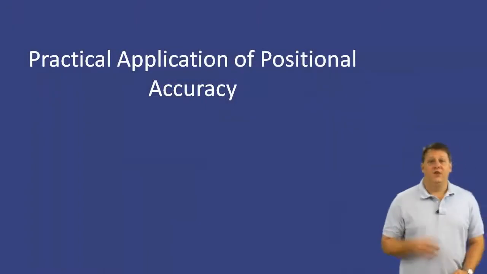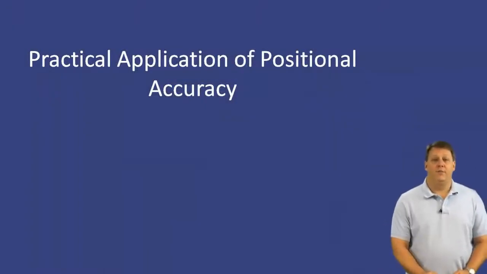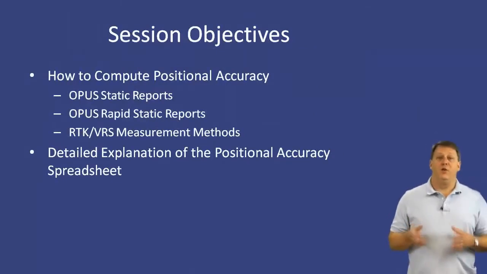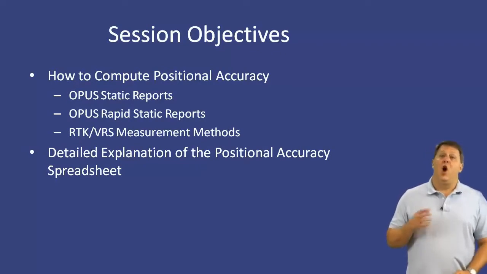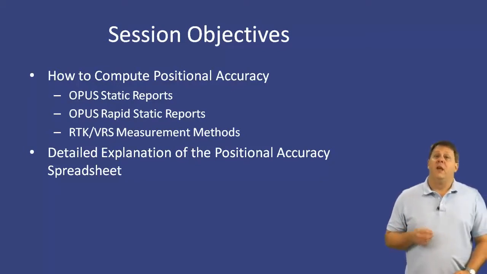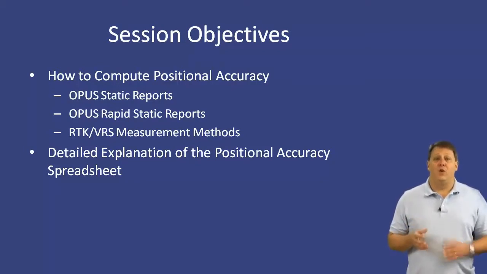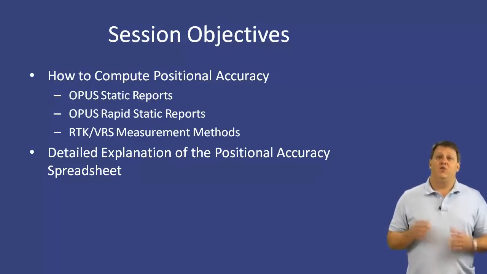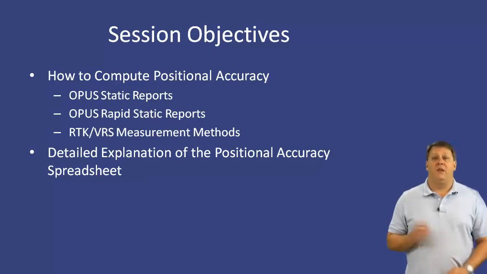Practical application of positional accuracy. With the theory and the formulas out of the way, we're now going to put them to use and show you how to compute positional accuracy from OPUS static reports, OPUS rapid static reports, and RTK and VRS measurements. In addition, as part of this course, there is a spreadsheet that has been included. This spreadsheet will show and automatically compute positional accuracy for you based on the different types of methods we've described.